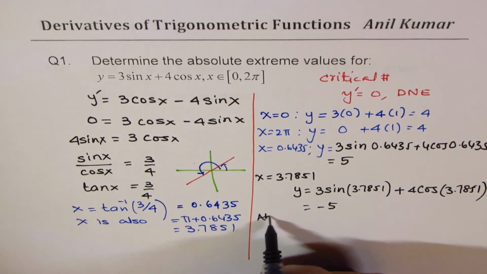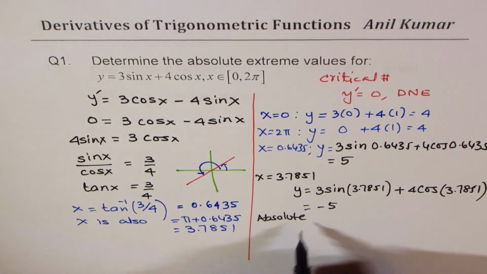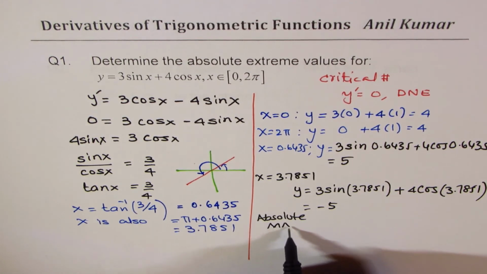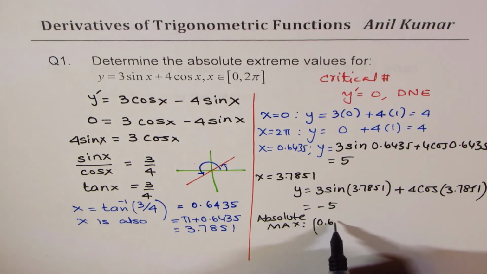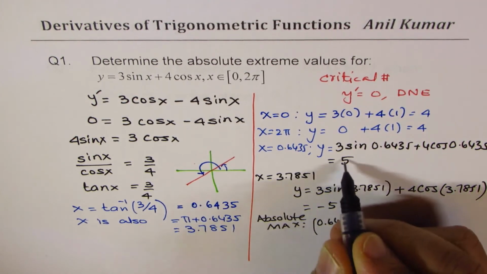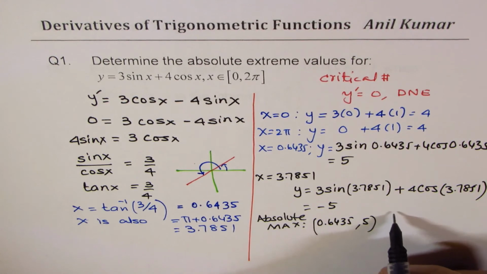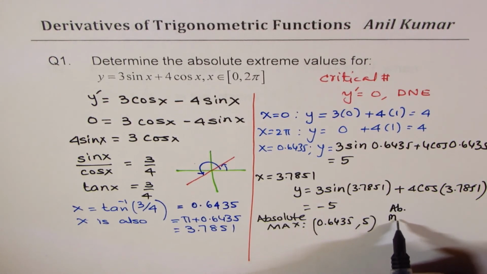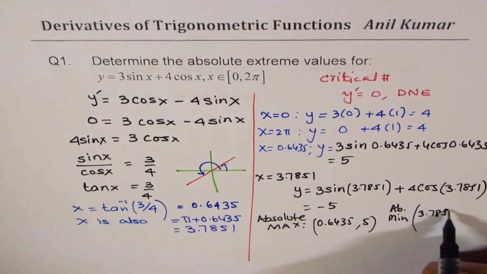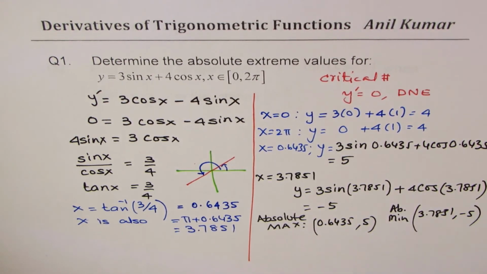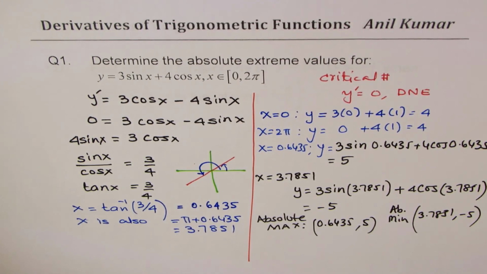So we have absolute maximum at 0.6435 and the value is 5. And we get absolute minimum at 3.7851 and the value is minus 5. Is that clear, right? So that is how you should be doing such questions based on absolute maximum and minimum.